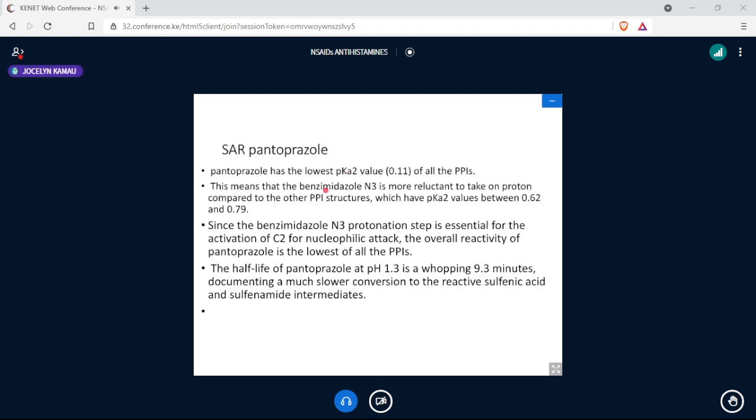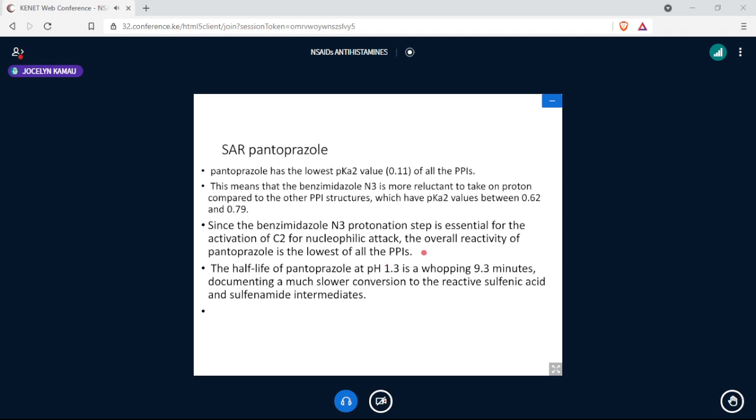Pantoprazole has the lowest pKa, and you know, the lower the pKa, the higher the Ka, the lower the basicity. This means that the benzimidazole N3 is more reluctant to take on a proton compared to the other PPI structures, which have a much higher pKa. Since the benzimidazole N3 protonation step is essential for the activation of carbon 2' for nucleophilic attack, the overall reactivity of pantoprazole is the lowest of all the PPIs.